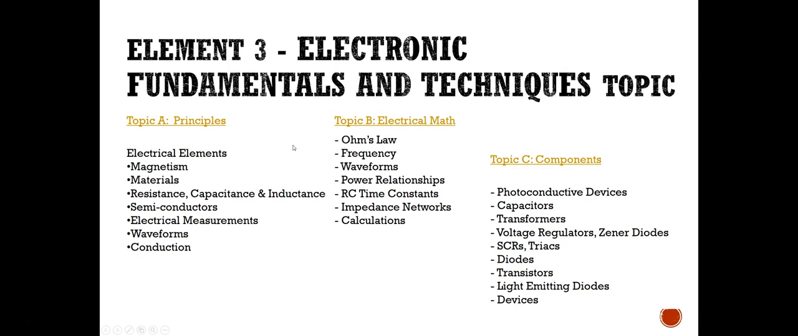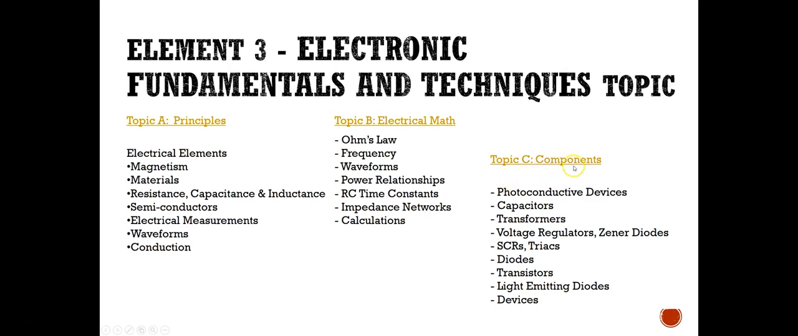Now element 3 consists of lots of topics, so we will go one by one. In topic A, you must be familiar with the principles of electrical elements like magnetism, material, resistance, capacitance, inductance, semiconductors, electrical measurements, waveforms, conduction. And then you have electrical math, which is topic B. Under this, you should know about Ohm's law, frequency, waveforms, power relationships, RC time constant, impedance networks, calculations.